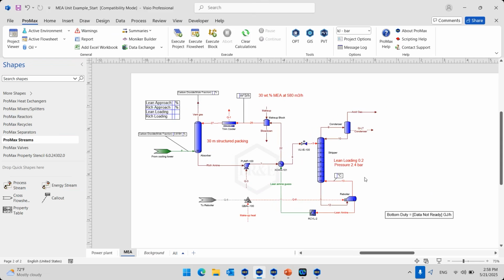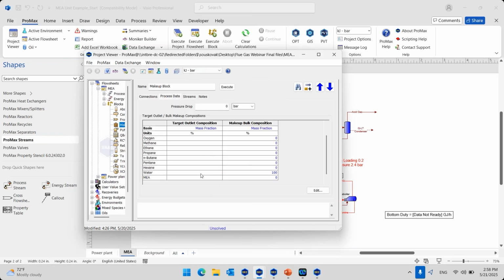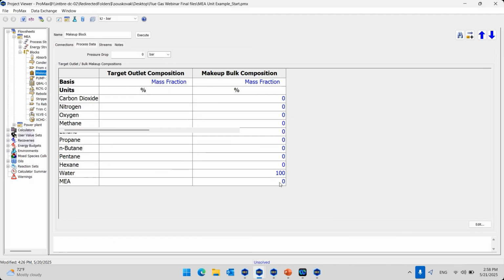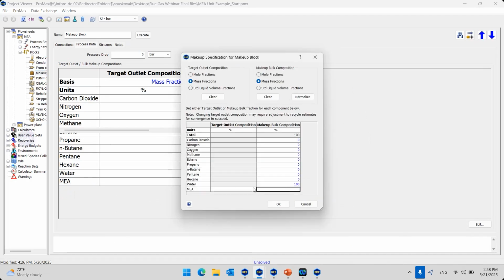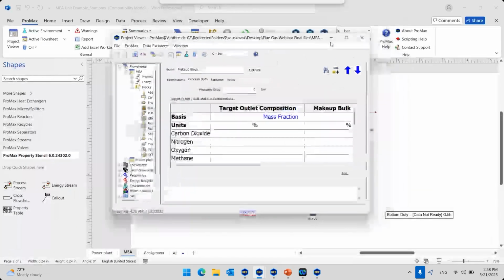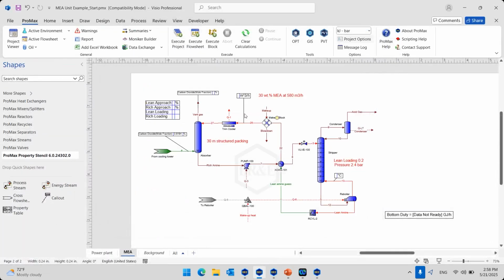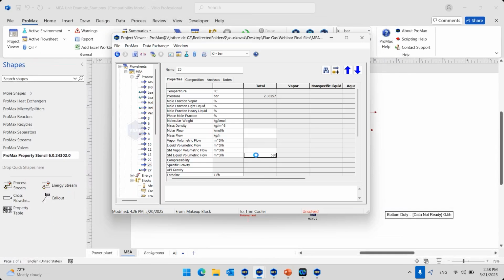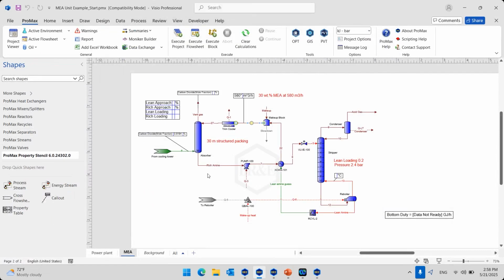So in this unit, we are going to be using MEA, monoethanolamine, at 30 weight percent. That's something I'm going to quickly specify in the makeup block, where we specify the target concentration of MEA. And again, this is a webinar, not a hands-on training, so I'm going to go through the specifications rather quickly because you are not supposed to follow me by clicking everywhere. So I've got a 30% MEA, and I'm going to circulate it at 580 cubic meters per hour. I'm cooling it down to the absorption temperature.